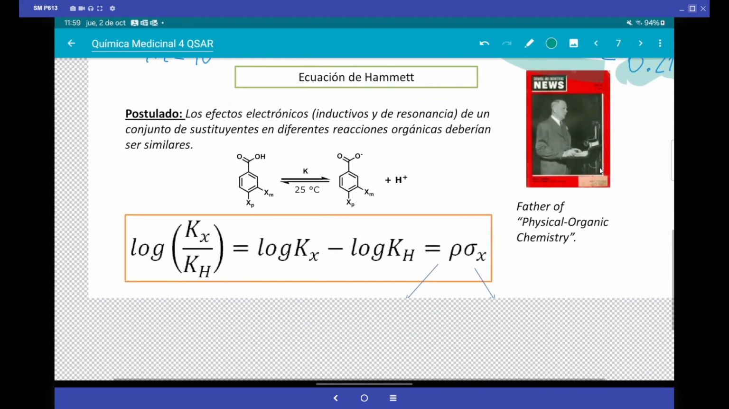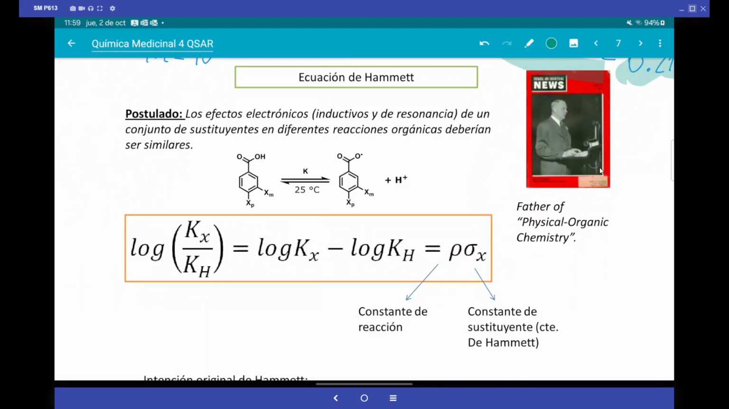Having said this, now we are going to introduce ourselves to the Hansch equations. And for that, we have to understand first, what is the Hammett descriptor? We have Hammett, physical organic chemist, of the time one of the founders of this concept. One of Hammett's postulates is that the inductive, electronic, and resonance effects of a set of substituents in different organic reactions should be similar.